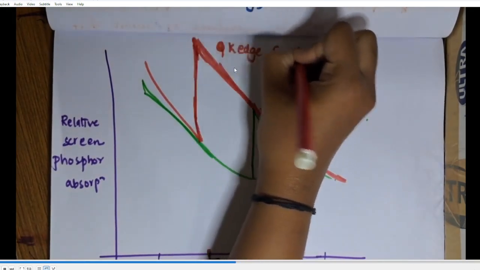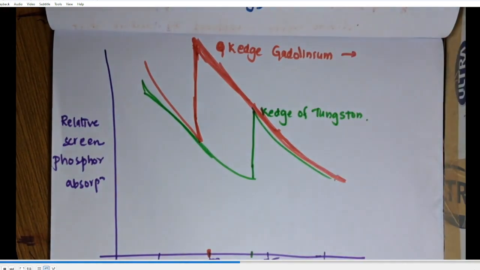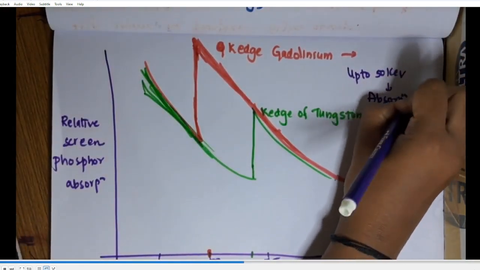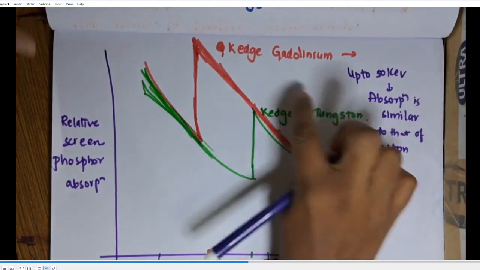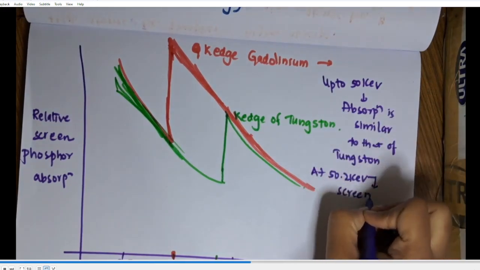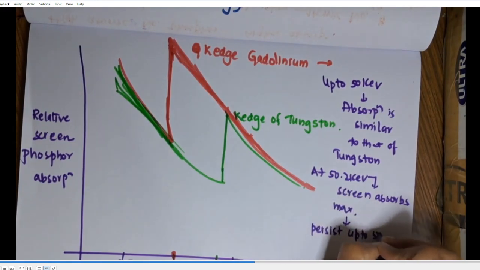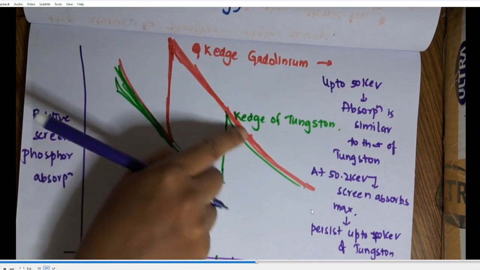So this is for the K-edge of gadolinium, which is at 50.2 kilo electron volts. Up to 50.2 kilo electron volts, absorption is similar to that of tungsten. Whereas at 50.2 kilo electron volts, this rare earth screen will develop a 4 or 5-fold advantage when compared to calcium tungstate, because the absorption is maximum.